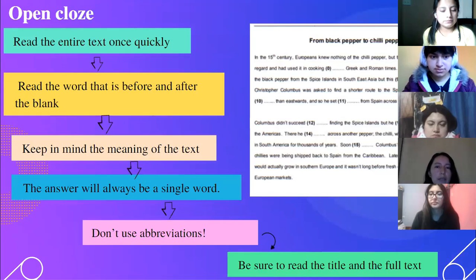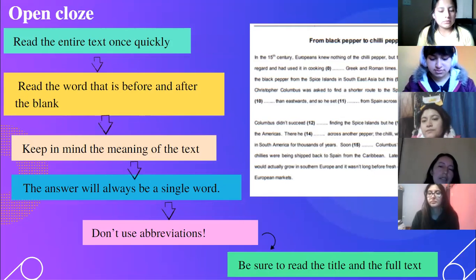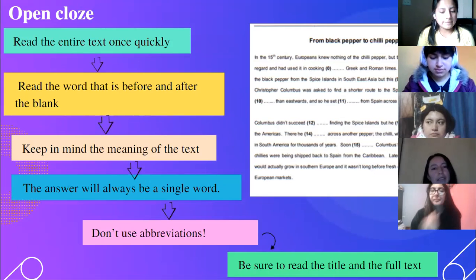When choosing the correct answer, we have to read the words before and after the blank. We keep in mind that we must take into account the general meaning of the text. The answer will always be a single word. We don't use abbreviations or contractions of words. And finally, we have to make sure to read the title and the full text before answering any question. Thank you.